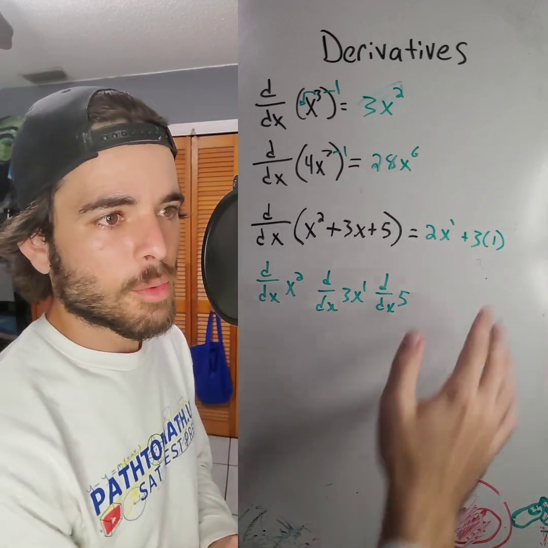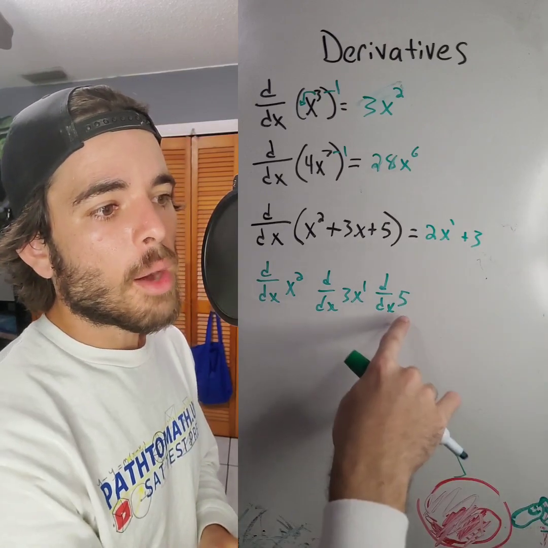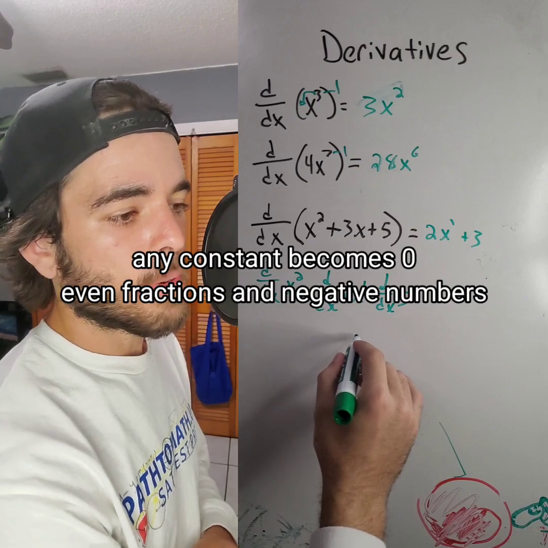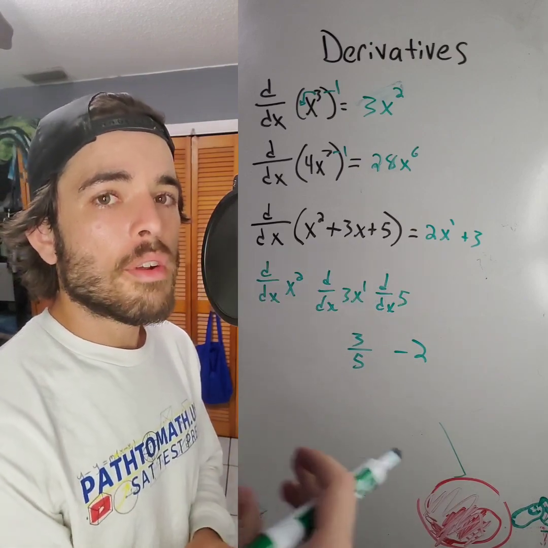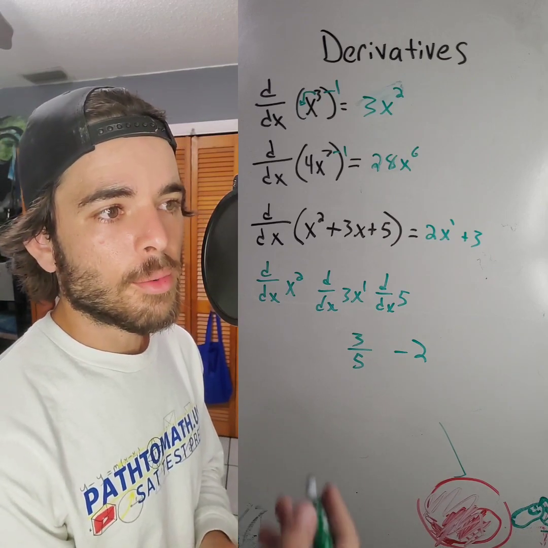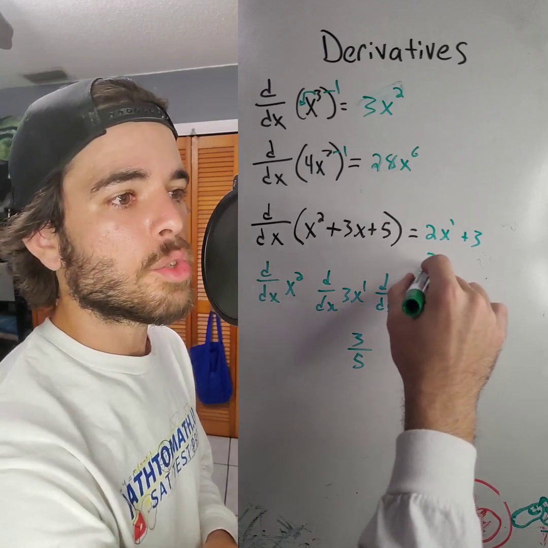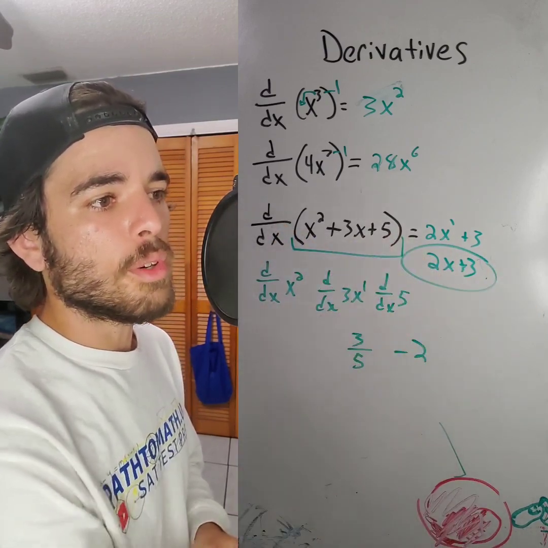And in this case, we don't have to write that at all. Basically, guys, it's going to disappear. Now we have the 5. Any constant, whether it's a fraction or a negative number, when you take the derivative of any constant number, it's going to become 0. So this is actually our final answer. It's just 2x plus 3. That's the derivative of this entire trinomial here.